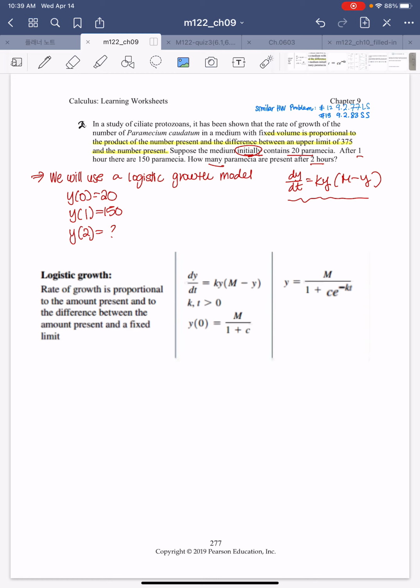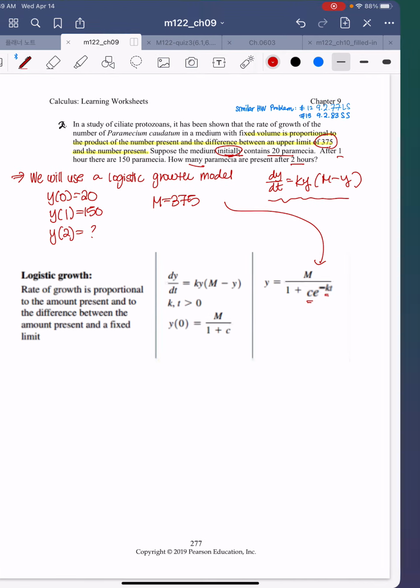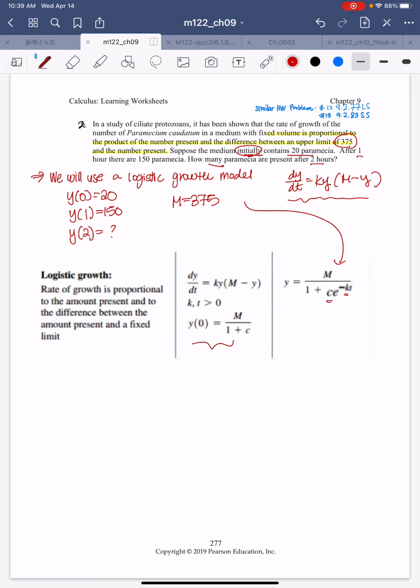Okay, so M, what is M? We have an upper limit, the max limit, so that's M, 375. That's where I'm going to plug it in. We also need to find c and then k. So let's do that. For c, I have an equation here that involves c. I know what y sub 0 is. That's 20. So we can solve for c here.